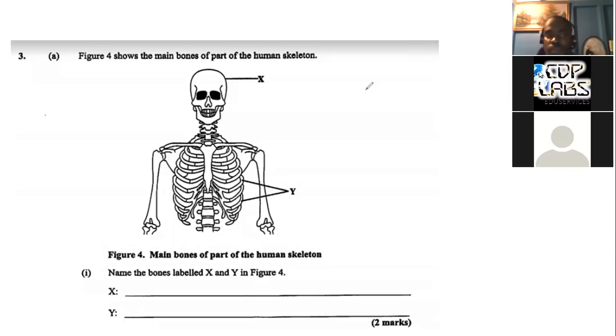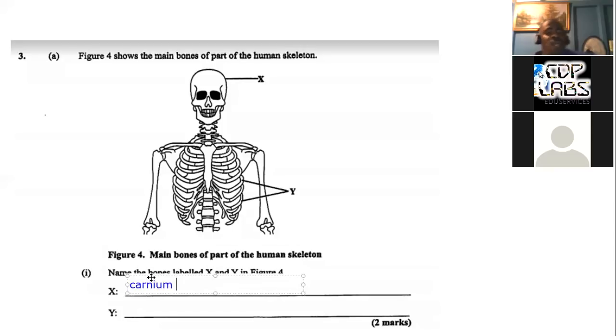Figure 4 shows the main bones of the human skeleton. Name the bones labelled X and Y in Figure 4. All right. No, this is too easy. This is Alia's favorite one. So I'm going to make Chevel name X and Alia name Y. All right. Alia, Chevel name X for me, please. What is it called? Cranium.